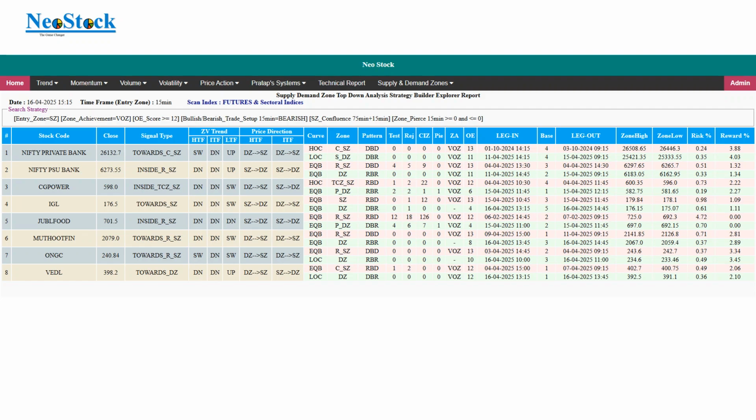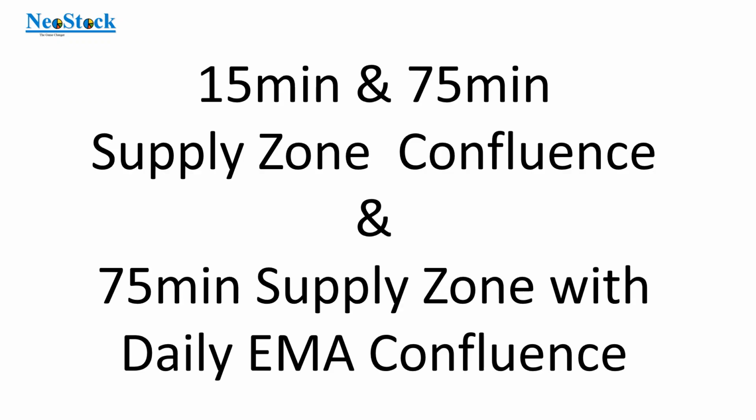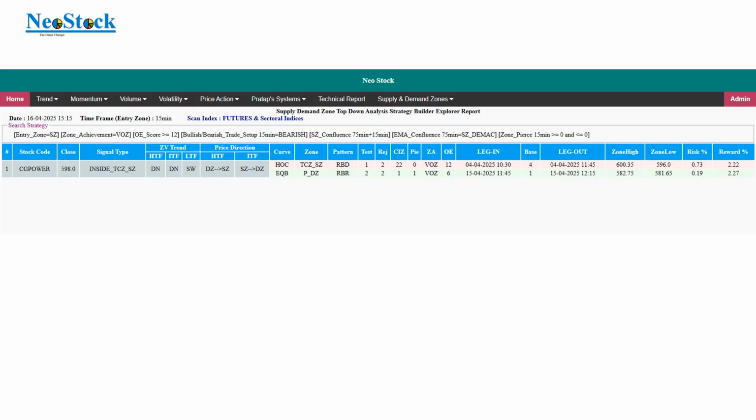Okay, now further we will filter based on the EMA confluence. That is 75 minutes supply zone with daily EMA confluence. We got 1 stock. This 75 minute supply zone with daily EMA confluence.